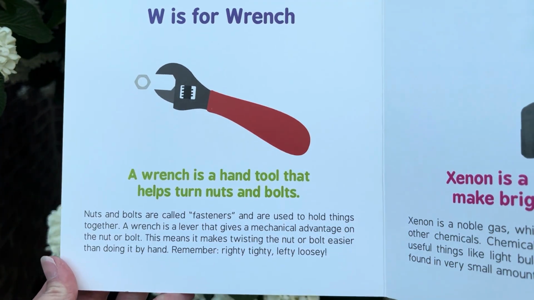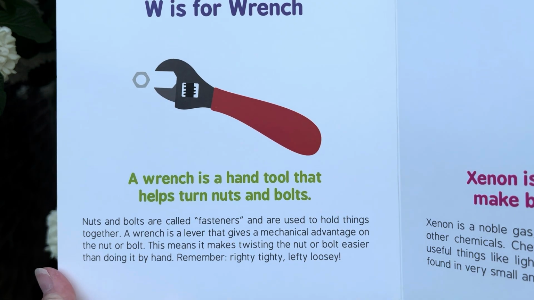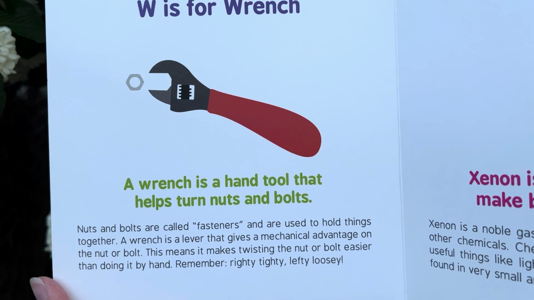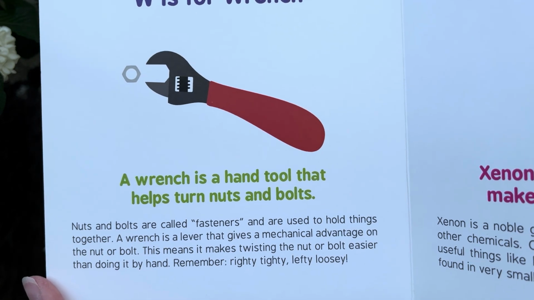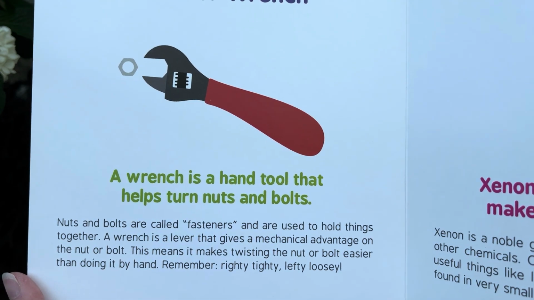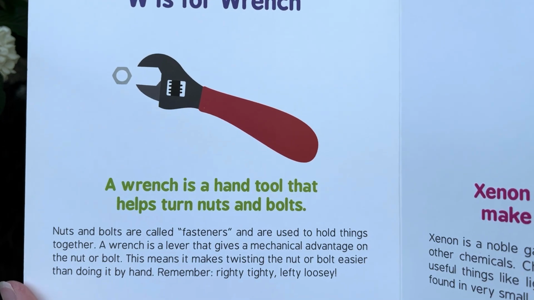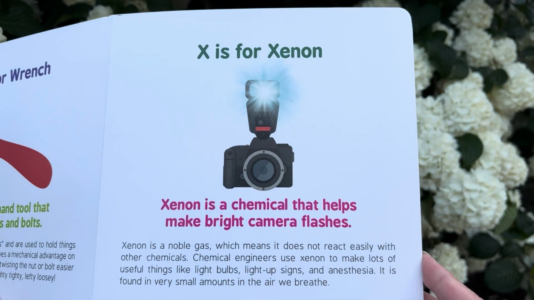W is for wrench. A wrench is a hand tool that helps turn nuts and bolts. Nuts and bolts are called fasteners and are used to hold things together. A wrench is a lever that gives a mechanical advantage on the nut or bolt. This means it makes twisting the nut or bolt easier than doing it by hand. Remember, righty-tighty, lefty-loosey.